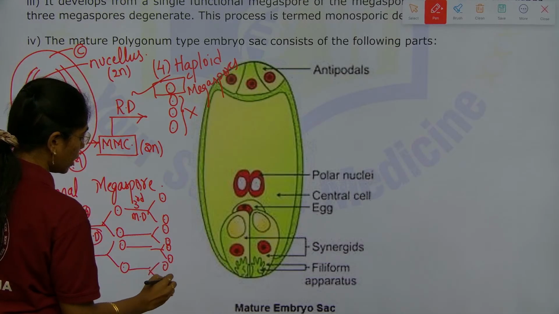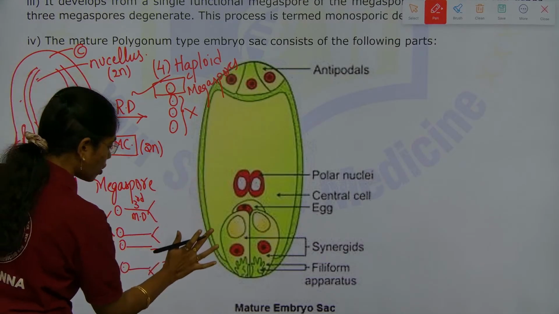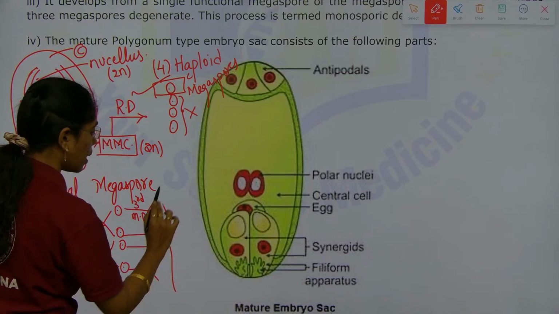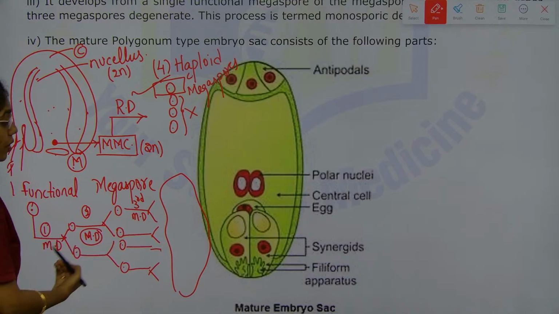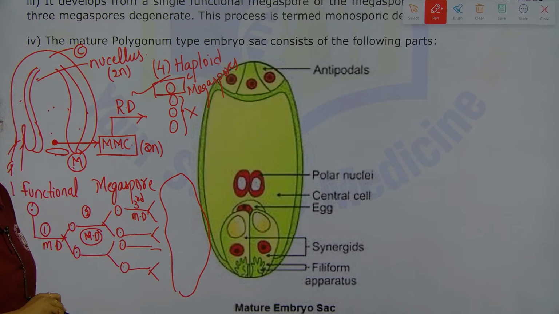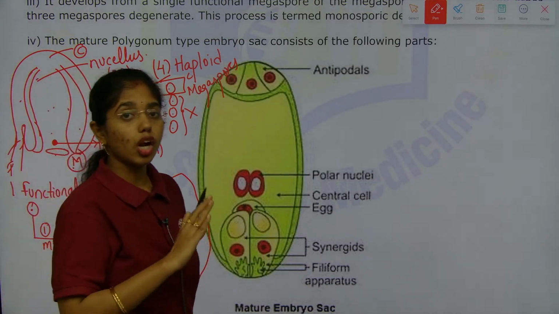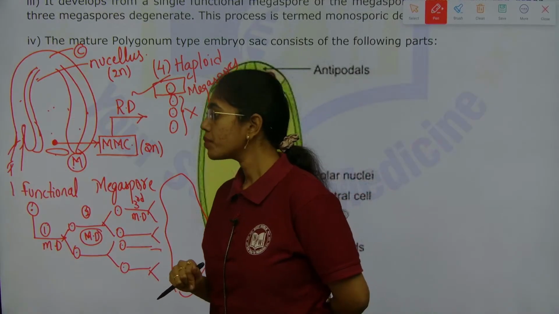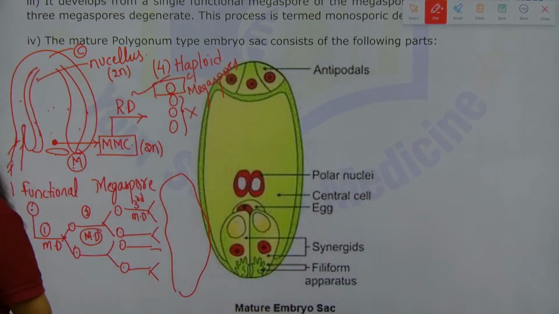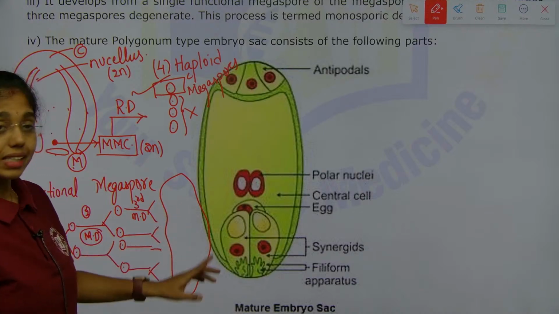But here the thing is, the cells are not formed. What happens is, in the embryo sac, after 3 sequential mitotic divisions, an 8 nucleate condition is seen, because karyokinesis is not followed by cytokinesis at the end of each mitotic division.